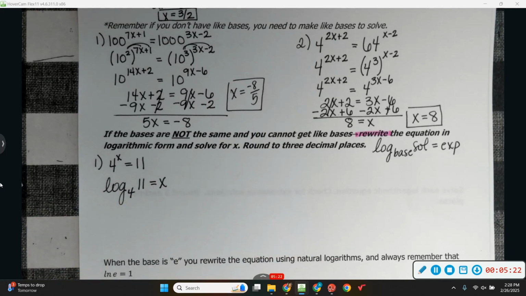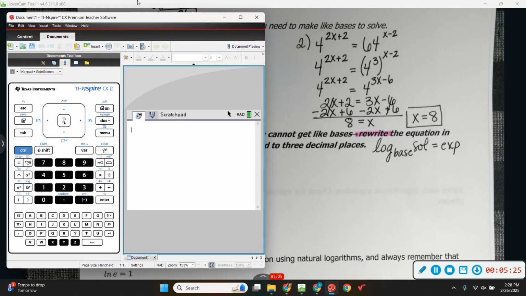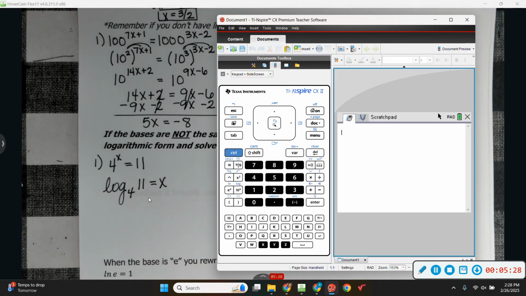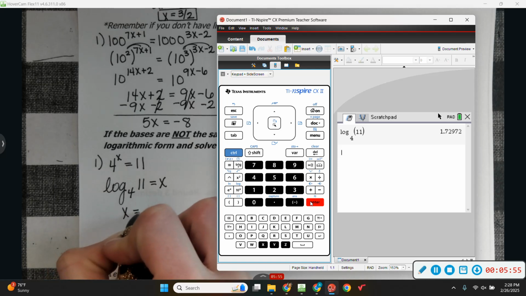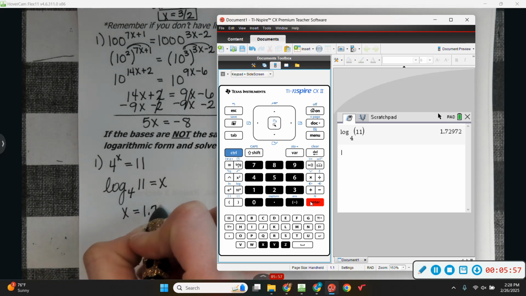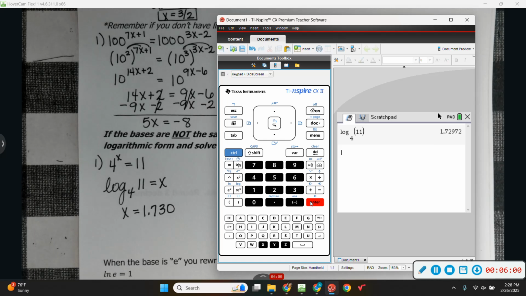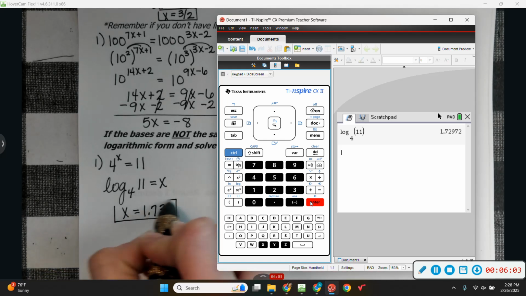Okay, so what I can do is I can use the Inspire, and if I have log base 4 of 11, then if I look next to the 1 on your calculator, there's a 10 to the x power, but in your calculator it's gray. You have log, so you can hit control and then that button with log, and that will prompt you to be able to put a base of 4 and then your 11. So I'm going to round that to 3 decimal places, so x is equal to 1.730 because the 7 rounds the 9 up, so 1.730.